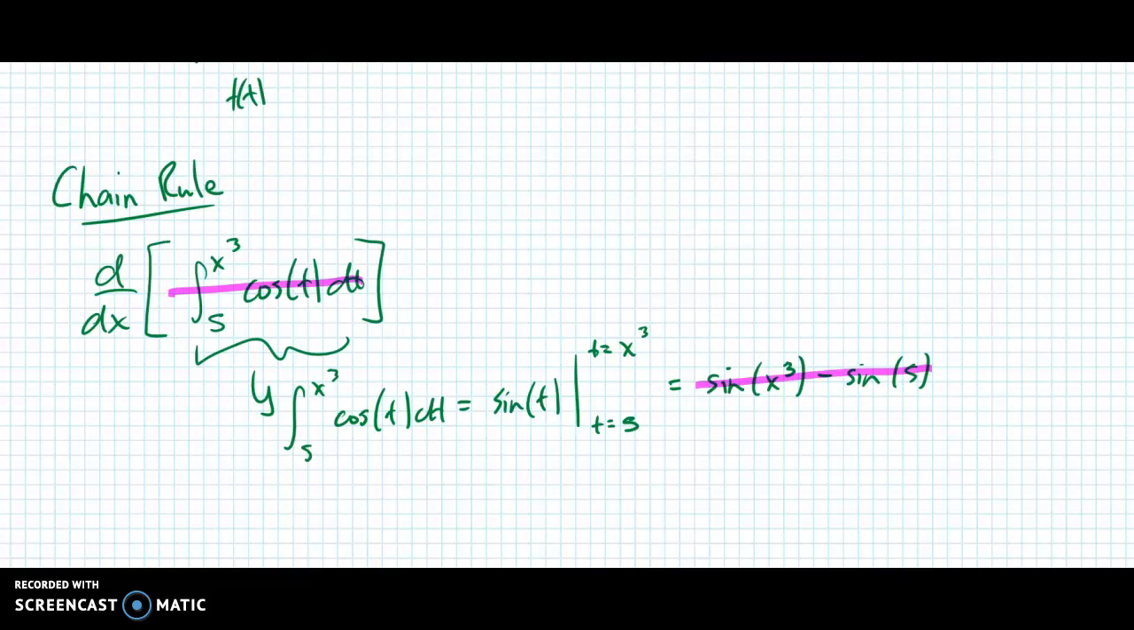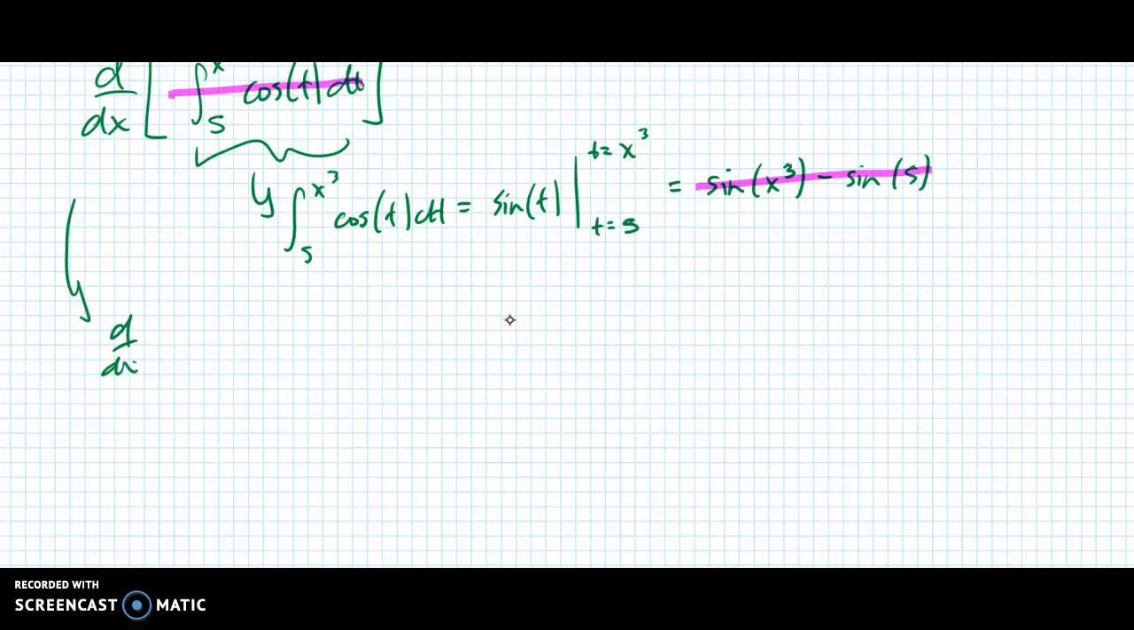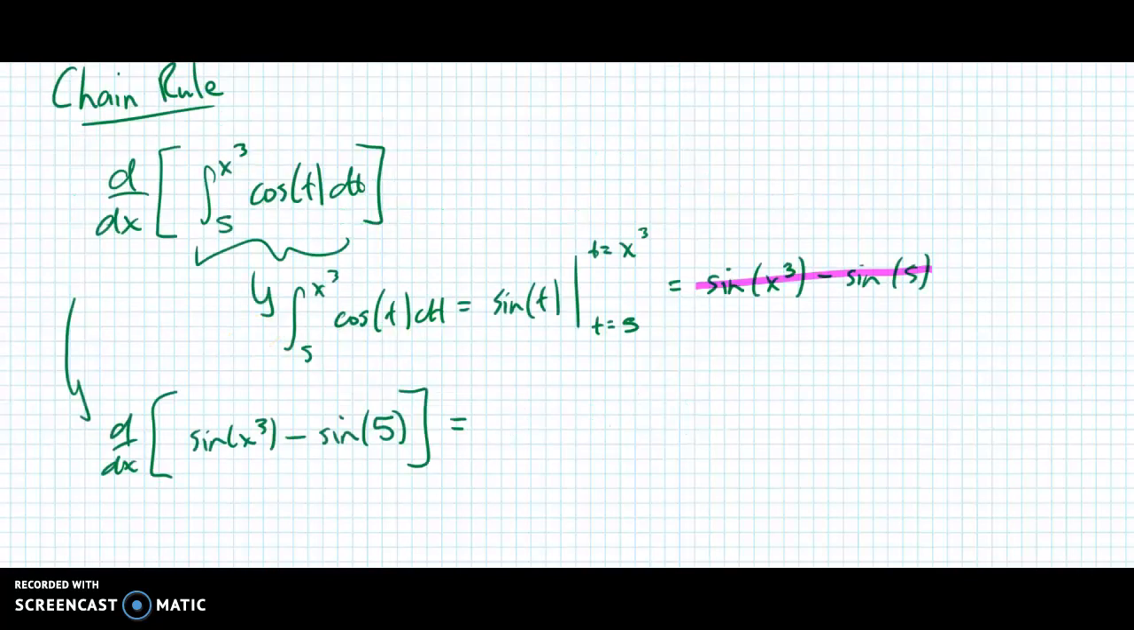So we are trying to do the derivative with respect to x of sine of x cubed minus sine of 5. Notice again, when I do the derivative of the sine of 5, it goes away. So really all I have to do is do the derivative of this thing right here. Well, when I calculate that derivative, I use some chain rule. That gives me 3x squared times cosine of x cubed.